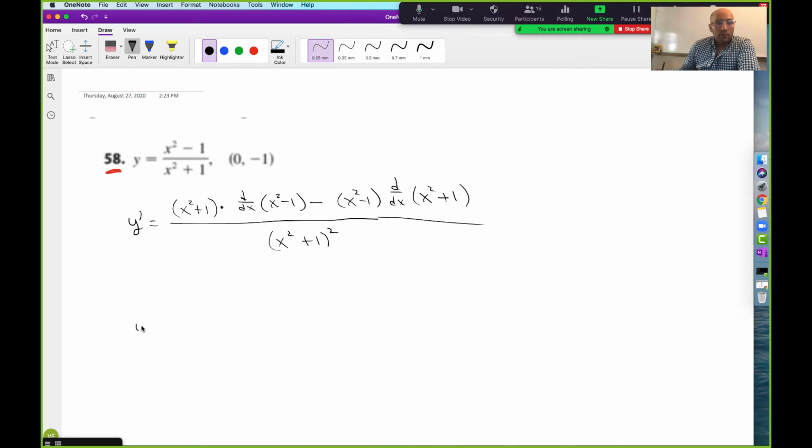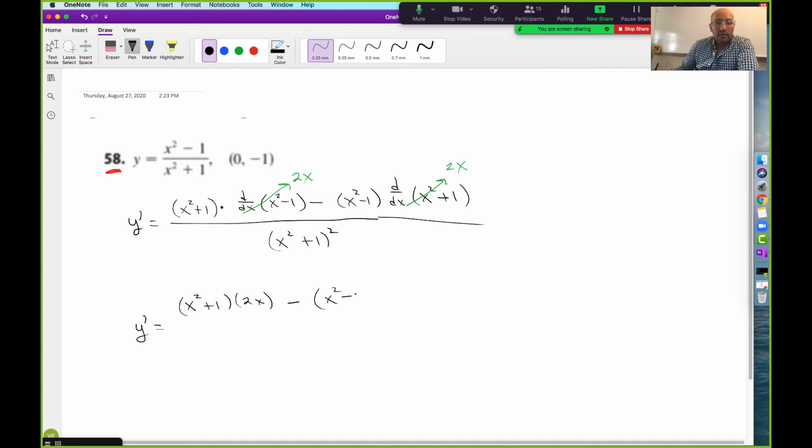Okay, so now simplifying some of these, this guy up here is going to turn into 2x, and this guy is going to turn into 2x as well. Right? 2x minus 0, 2x plus 0. So this is going to be x squared plus 1 times 2x minus x squared minus 1 times 2x all over x squared plus 1 squared.